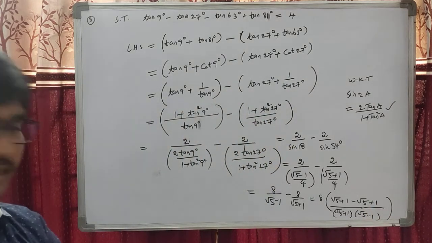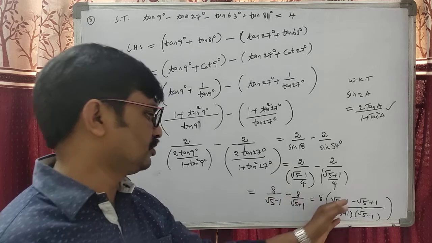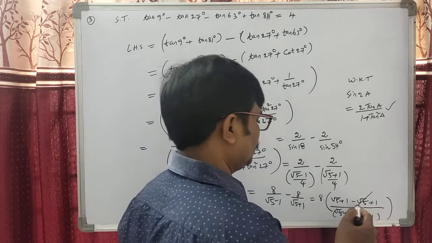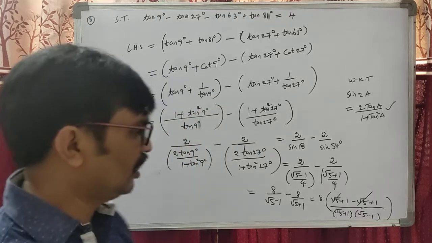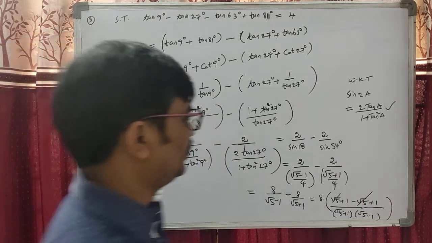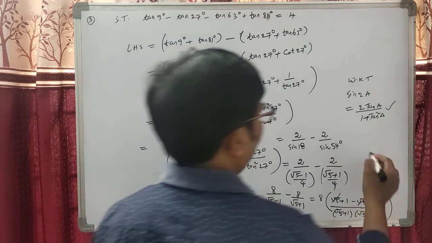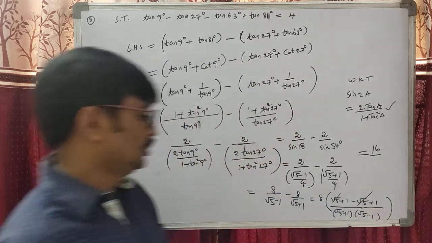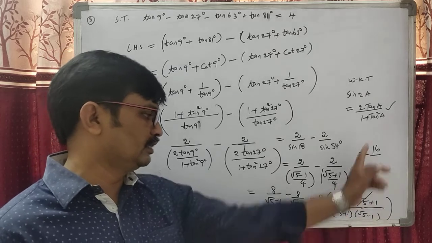So 8 is common, students: root 5 plus 1 minus root 5 plus 1. So students, these are cancelled. Now 1 plus 1 is 2. 8 into 2 is 16. So my dear students, finally you can write it as 16 upon 1 plus 1, 2. 8 2s are 16.